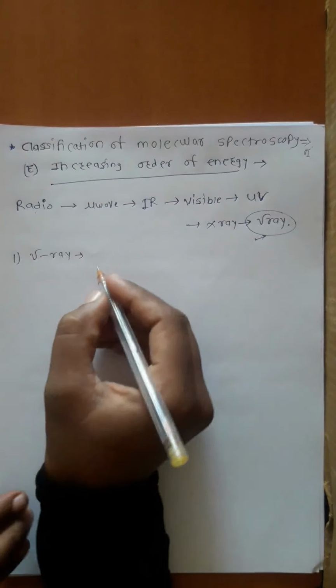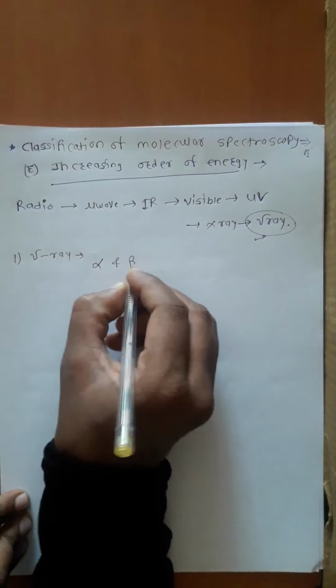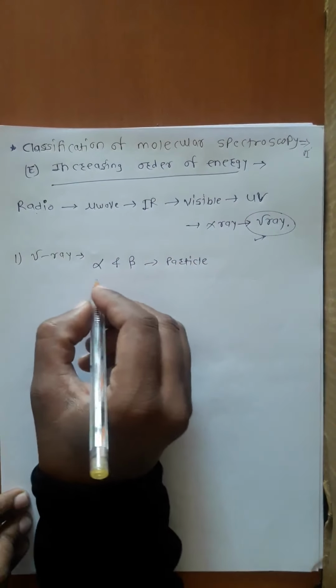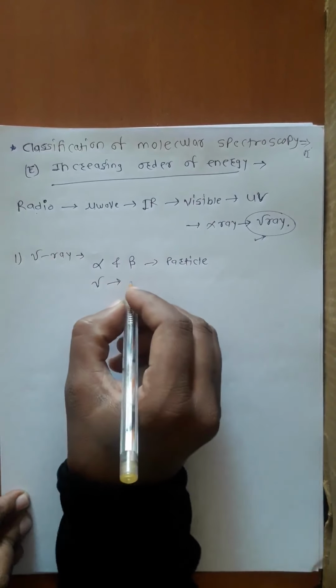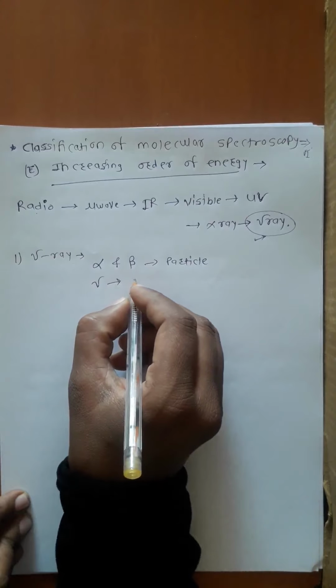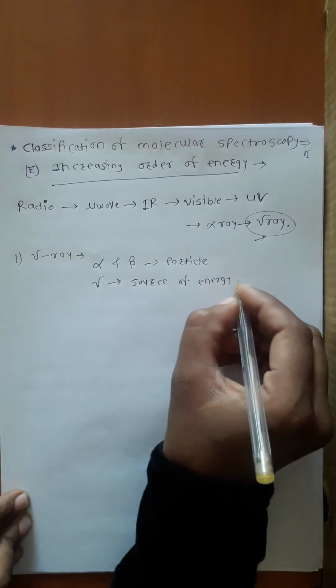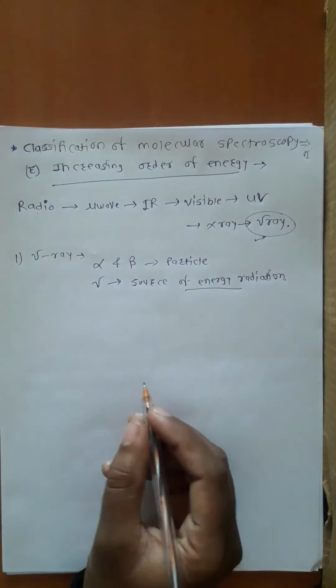Okay, gamma ray. We have to know the alpha particle or beta particle. Alpha and beta are particles, but gamma is a source of radiation. Gamma is not a particle, it is a source of energy radiation.